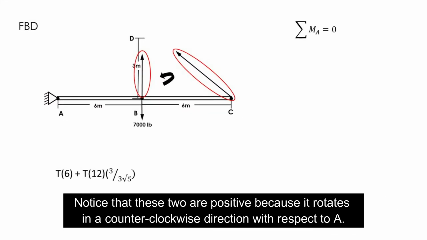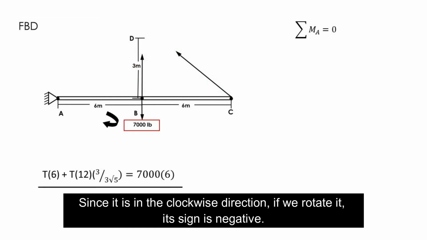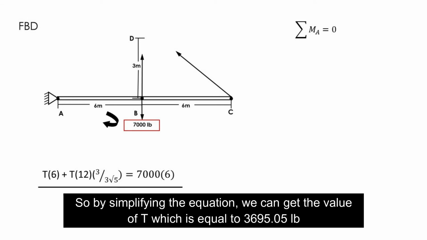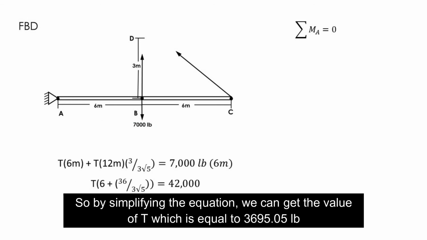Notice that these two are positive because it rotates in a counterclockwise direction with respect to A. Since it is in the clockwise direction, if we rotate it, its sign is negative. However, if we transpose it to the other side, it becomes positive. So by simplifying the equation, we can get the value of T, which is equal to 3,695.05 pounds.